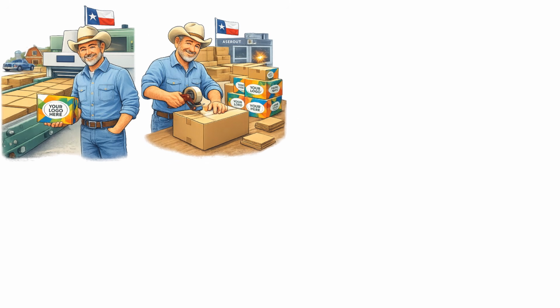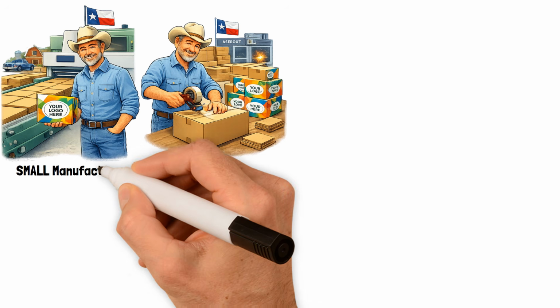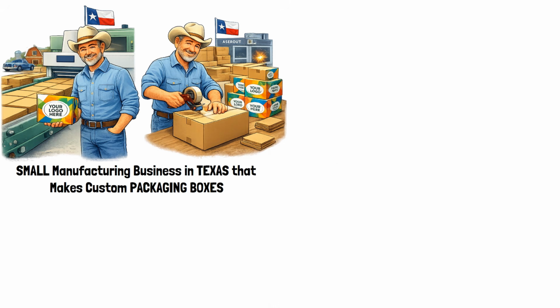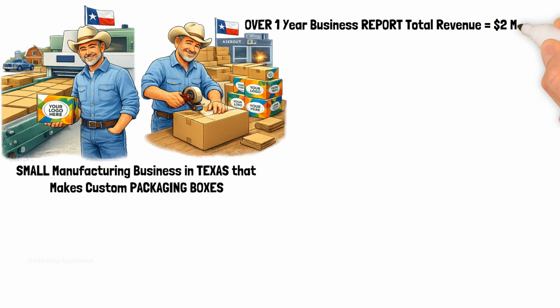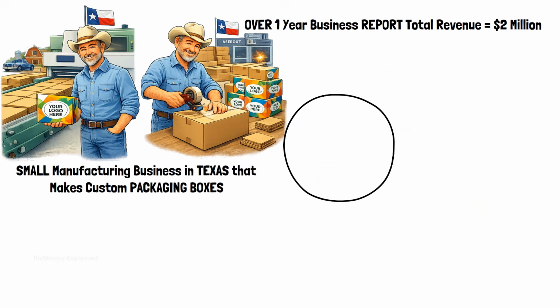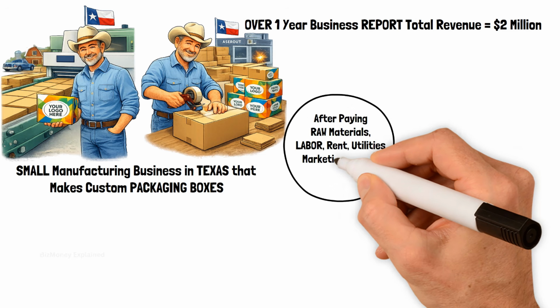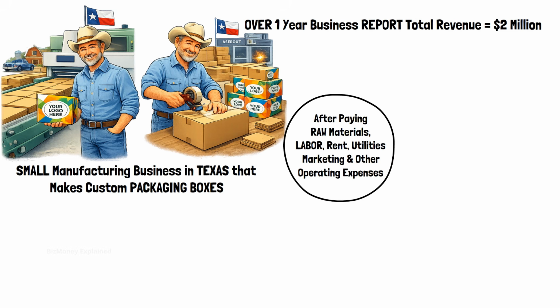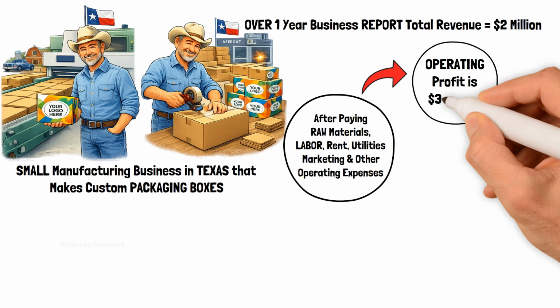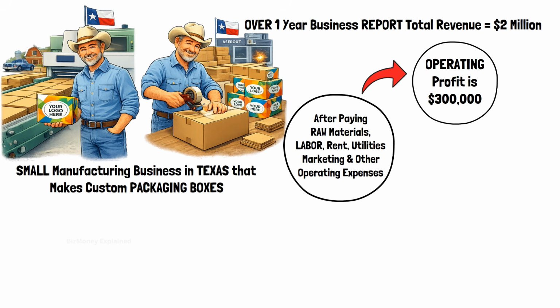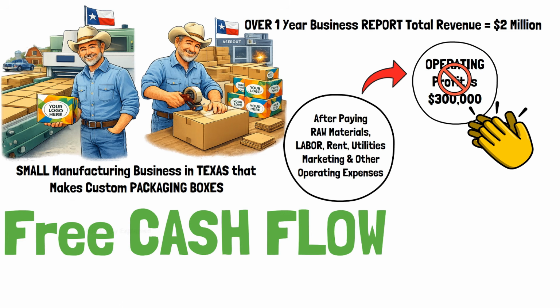Let's understand free cash flow using a simple, real-world business example that most American business owners can relate to. Imagine a small manufacturing business in Texas that makes custom packaging boxes. Over 1 year, the business reports total revenue of $2 million. After paying for raw materials, labor, rent, utilities, marketing, and other operating expenses, the income statement shows an operating profit of $300,000. At this point, many beginners assume the business is doing great, but profit alone does not tell the full story. This is where free cash flow comes in.